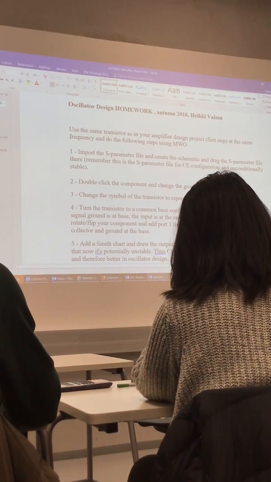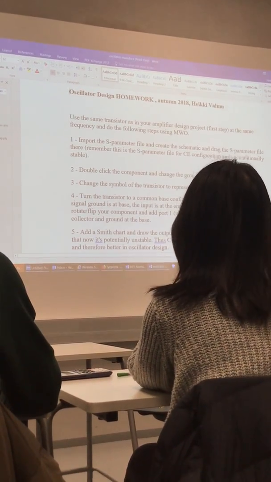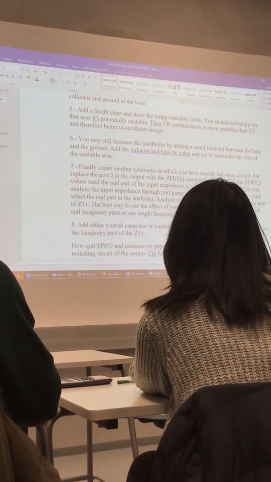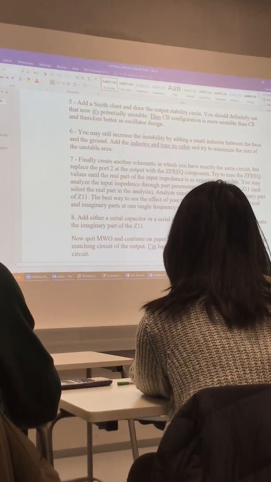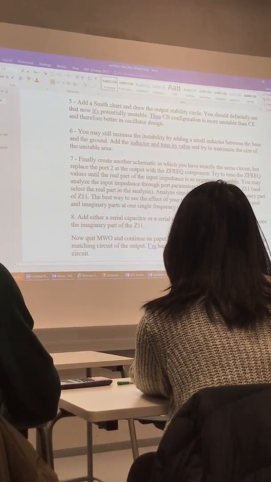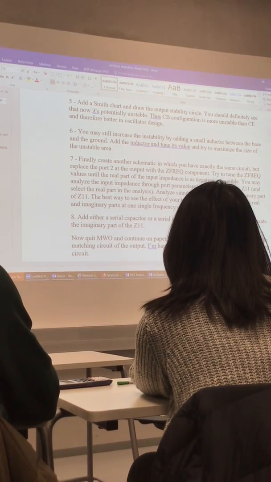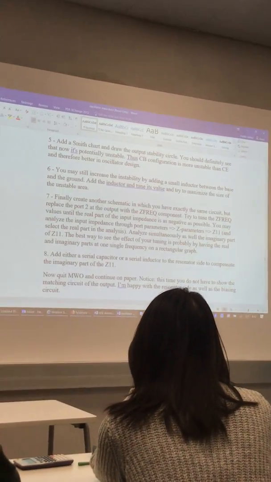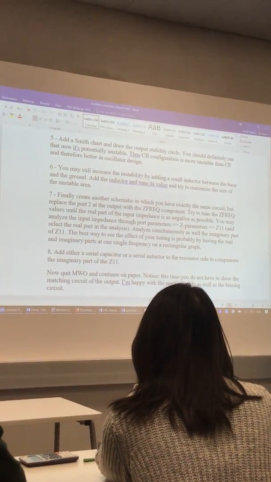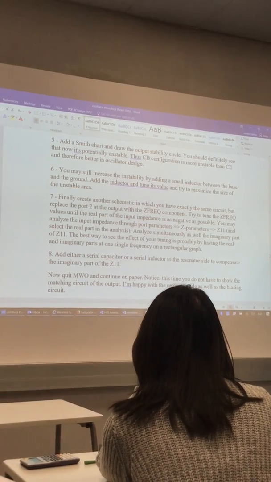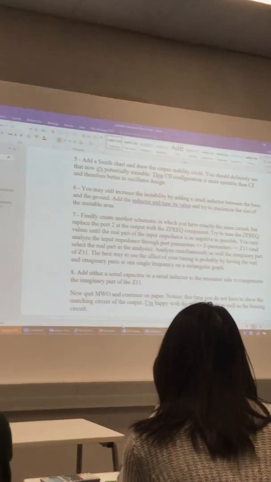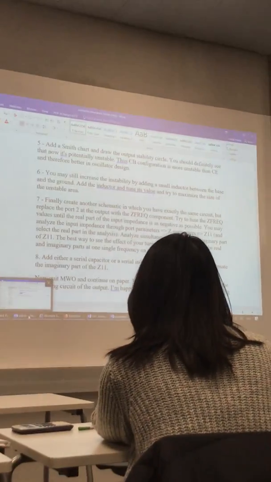Then it said, because we are already in part 5, add a Smith chart and draw the output stability circle. You should definitely see that now it's potentially unstable. Thus, common base configuration is more unstable than common emitter. And therefore, it's better in oscillator design. Sorry about the poor English there, it's not quite good.